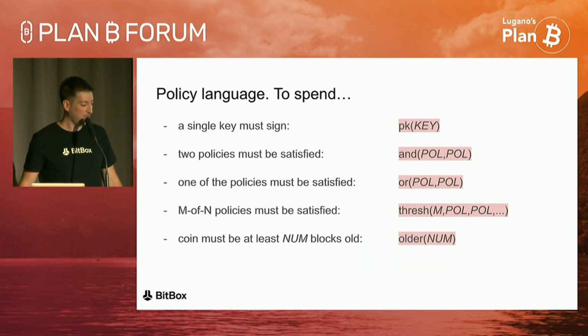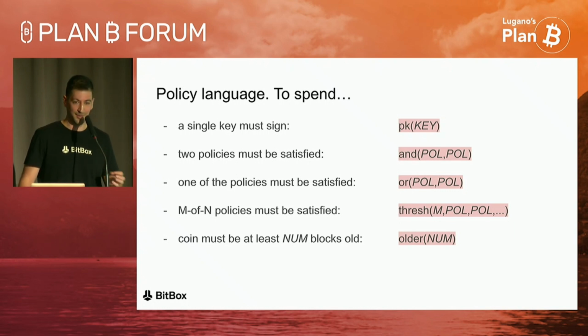All right, let's look at the policy language. How do you actually make interesting scripts with this? There are really only these primitives. If you want a condition where a single key is allowed to spend, like a single person, for example, you use PK for public key. If two conditions should be true at the same time to spend, you use the AND. If it's a one of two, it's OR. You can also have thresholds like multisig, like 2 out of 3 conditions have to be true.